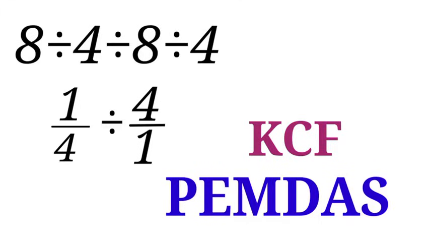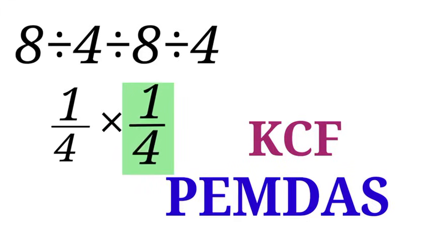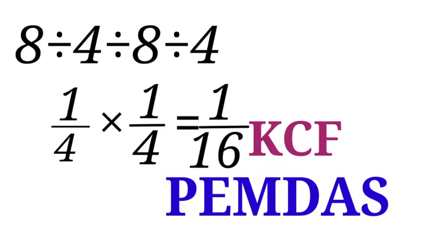So, for K, we are going to keep 1 over 4. And for C, which is change, we are going to change the division sign to a multiplication sign. And for flip, we are going to flip 4 over 1. We take 4 to the denominator and we take 1 to the numerator. We now have 1 over 4. So our question is 1 over 4 times 1 over 4. 1 times 1 is 1 and 4 times 4 is 16. So our answer is 1 all over 16.